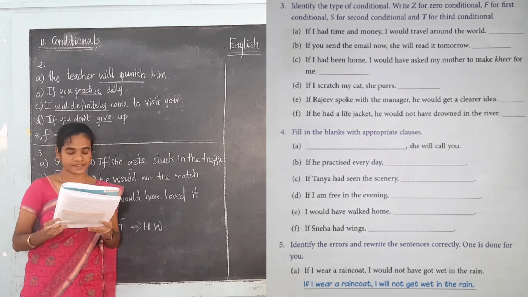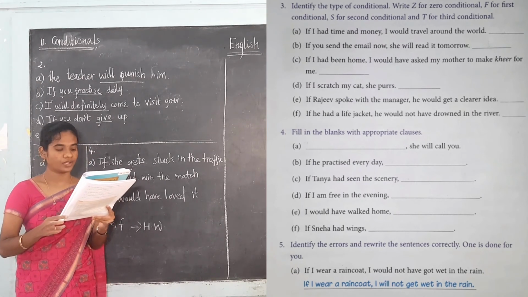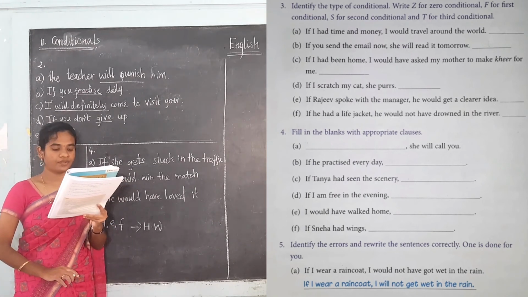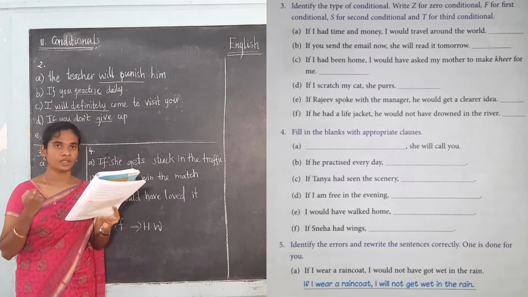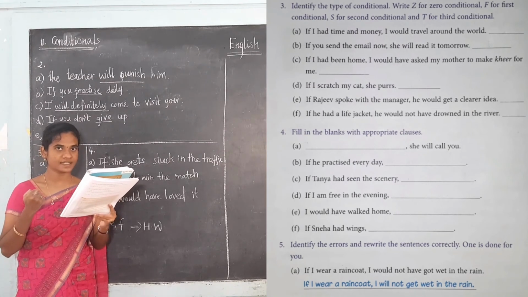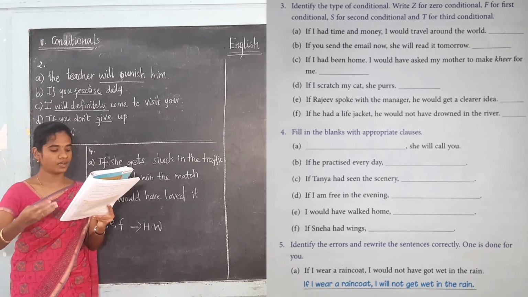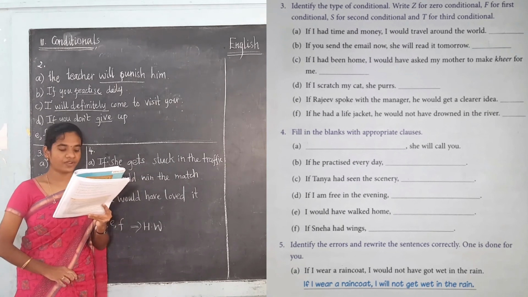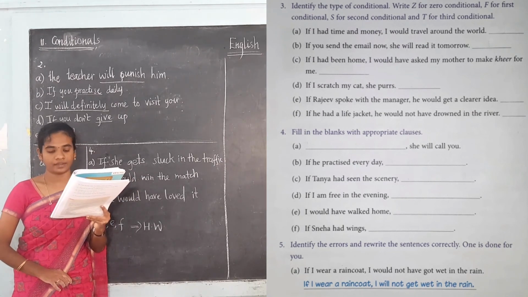And see the fifth exercise, identify the error and rewrite the sentence correctly. One is done for you. There is an error in the sentence, you have to rewrite it. If I wear a raincoat, I would not have got wet in the rain. So can you find out what type of conditional it is? This is type 1, the first conditional. So how are they rewriting the sentence? Let us see. If I wear a raincoat, I will not get wet in the rain.